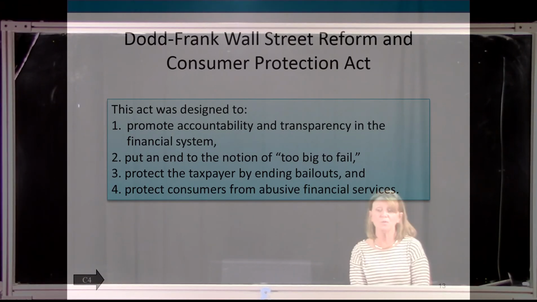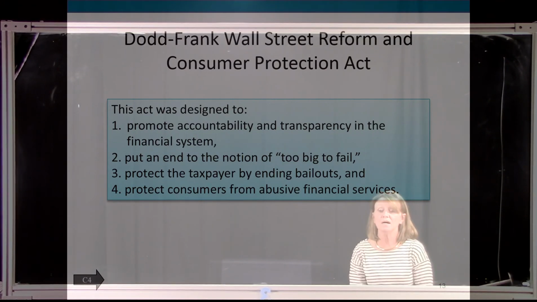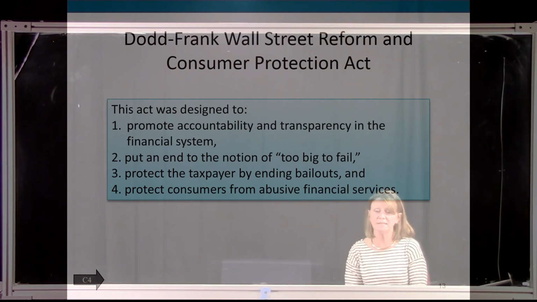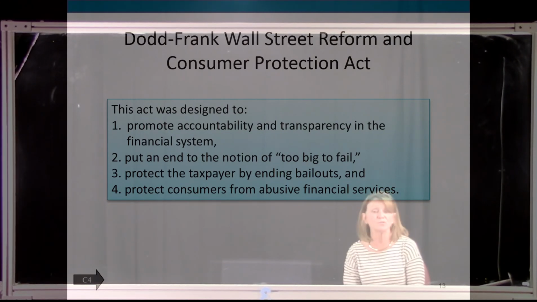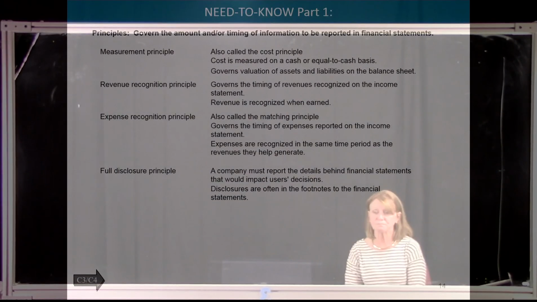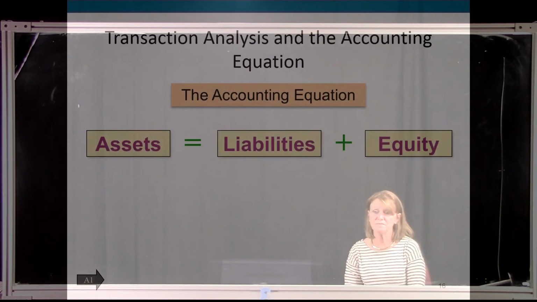Dodd-Frank came along when there was Wall Street reform about 8 years ago. It's a Consumer Protection Act, and it's a law that was designed to promote accountability and transparency in the financial system, put an end to the notion of too big to fail, protect the taxpayer by ending bailouts, and protect consumers from abusive financial services. So this was about the time that big banks were failing, and the government was bailing them out. So the Dodd-Frank Act came into effect at that time. We've already looked at these. It's another need to know.